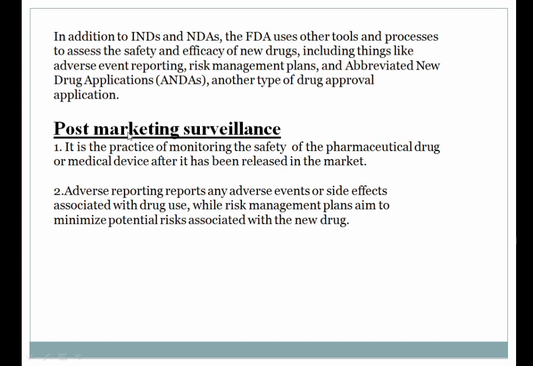This post-marketing surveillance, as we said, is the last part, a practice of monitoring the safety of the pharmaceutical drug or medicinal device after it has been released into the market. Adverse drug reports cover any adverse effects or side effects associated with the drug use, while risk management plans aim to minimize the potential risk associated with the new drug. About this we will deal in detail in the next video: how the ADRs are reported, how post-marketing surveillance plays a role, and how pharmacovigilance acts here.